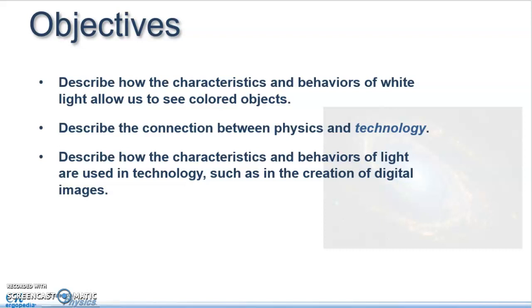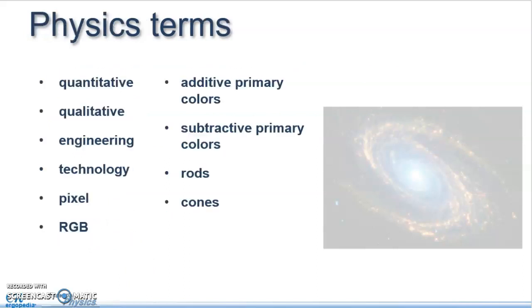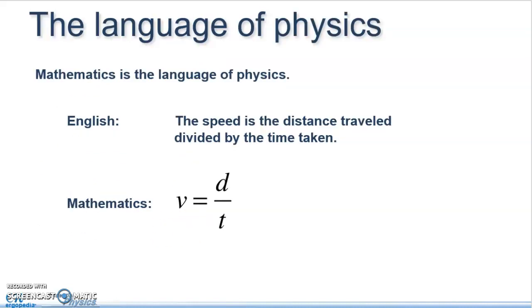So we're going to go through characteristics and behaviors of light, talk about the connection between physics and technology, and talk about digital images too. Here are the assessment questions you'll see again at the end. Here are the physics terms. We'll talk about quantitative, qualitative, engineering, technology, pixel, RGB, additive primary colors, subtractive primary colors, rods and cones. So let's go.